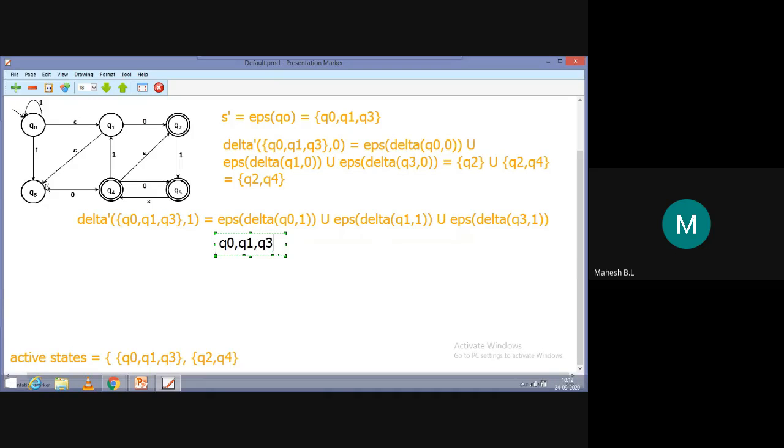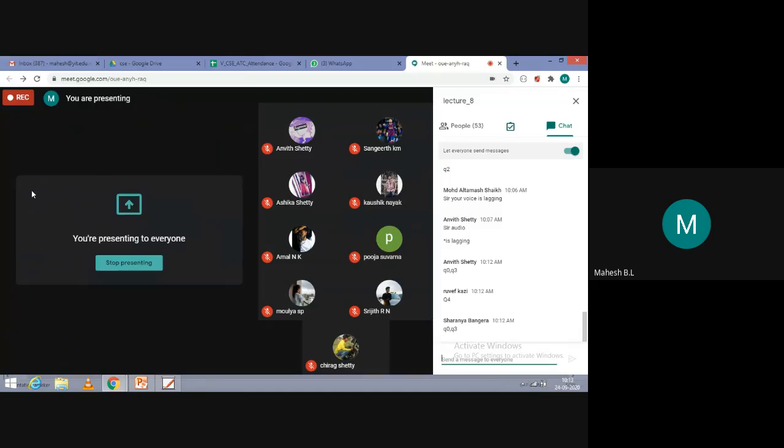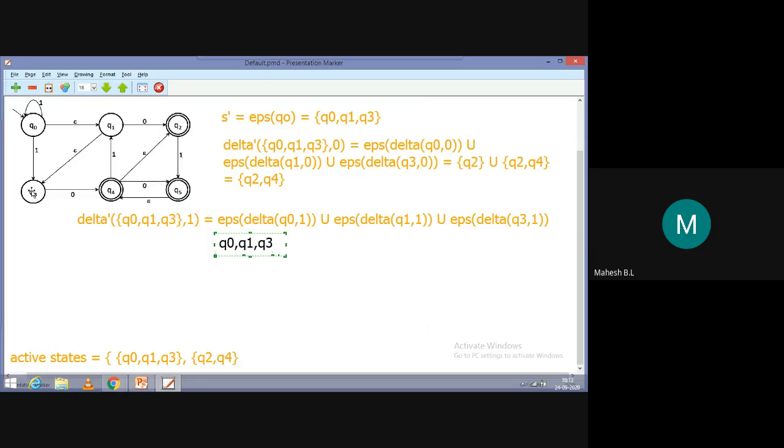Then what is epsilon of q3? See, you need to be fast. Is it complicated? Tell me quickly. Otherwise, I cannot complete even one problem today. So what is epsilon of q3?